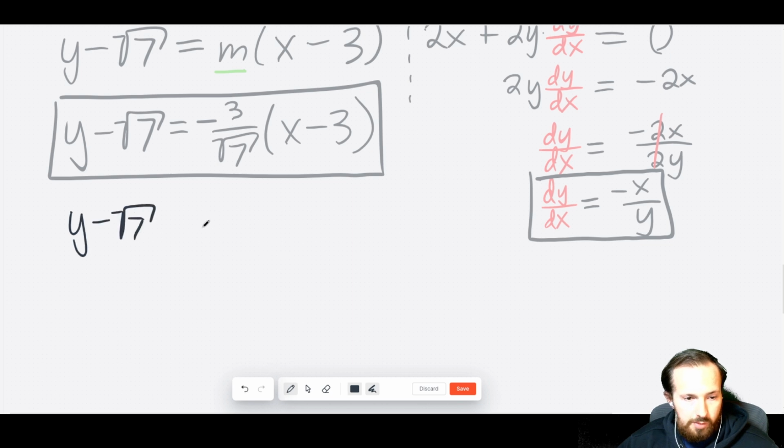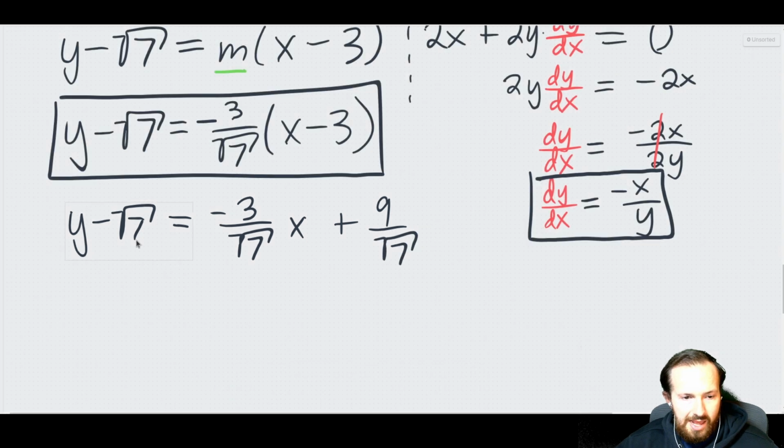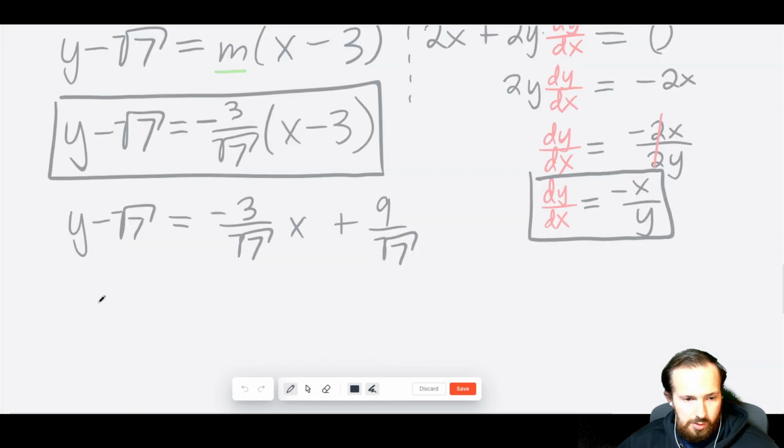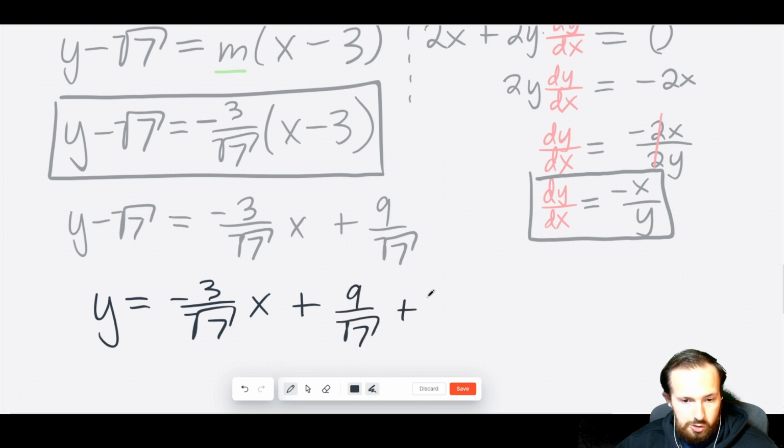That's generally the most simplified version. So you have negative 3 over square root of 7 times x minus 3 times negative 3 over 7. That'll actually be positive 9 over square root of 7. And then you could basically add square root of 7 to both sides. So you can get y equals negative 3 over square root of 7 times x, that's the slope, plus 9 over square root of 7 plus just square root of 7.